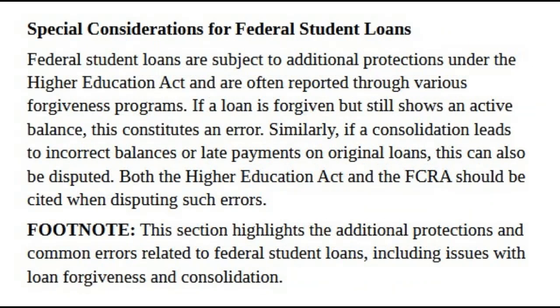Special considerations for federal student loans. Federal student loans are subject to additional protections under the Higher Education Act and are often reported through various forgiveness programs. If a loan is forgiven but still shows an active balance, this constitutes an error. Similarly, if a consolidation leads to incorrect balances or late payments on original loans, this can also be disputed. Both the Higher Education Act and the FCRA should be cited when disputing such errors.